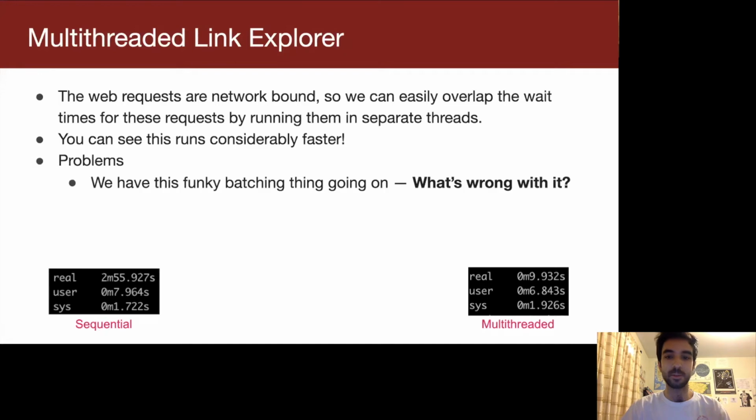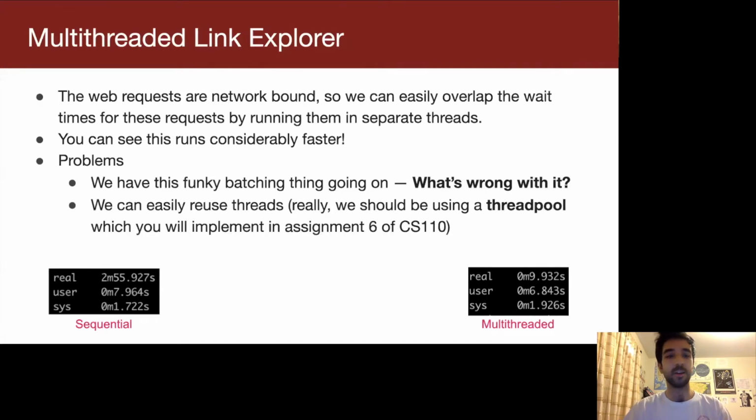But there are some problems with this batching thing, and I'm not going to focus too much on it, just for the sake of time, so that we can talk about other things. The main issue is that it's not very flexible, it's not very dynamic, right? Another thing is you can easily reuse threads, right? We don't have to spawn and destroy threads. You should really be using a thread pool for something that looks like this, but you'll have plenty of fun implementing that in assignment 6 of CS 110. And once you finish that, you might even want to implement it in Rust. I think that would be a great exercise. It might even be easier.